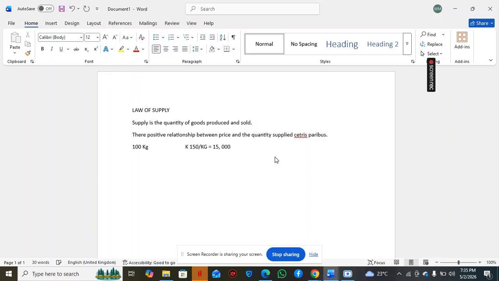Now, if the Food Reserve Agency says, okay, now we're buying each kg at 300 kwacha per kg. You as a supplier can still supply this 100 kg, and you still make a good amount. But if you increase your supply, let's say you bump it from 100 to 200 kg, you're going to make more money. 200 times 300, you're going to get 60,000 kwacha.